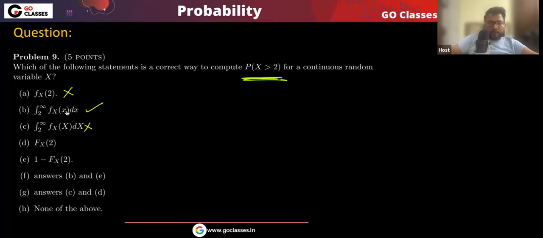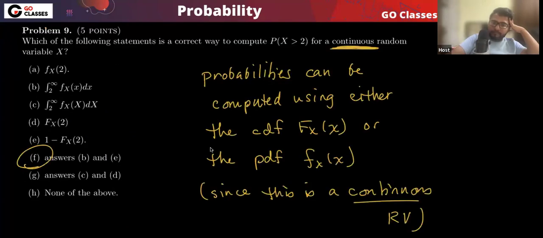Okay. What about this? Is D correct? It is less than or equal to 2, right? So this is false because this is the probability of x less than or equal to 2. This is true. So you can say B and E. So F is the correct answer. Okay.